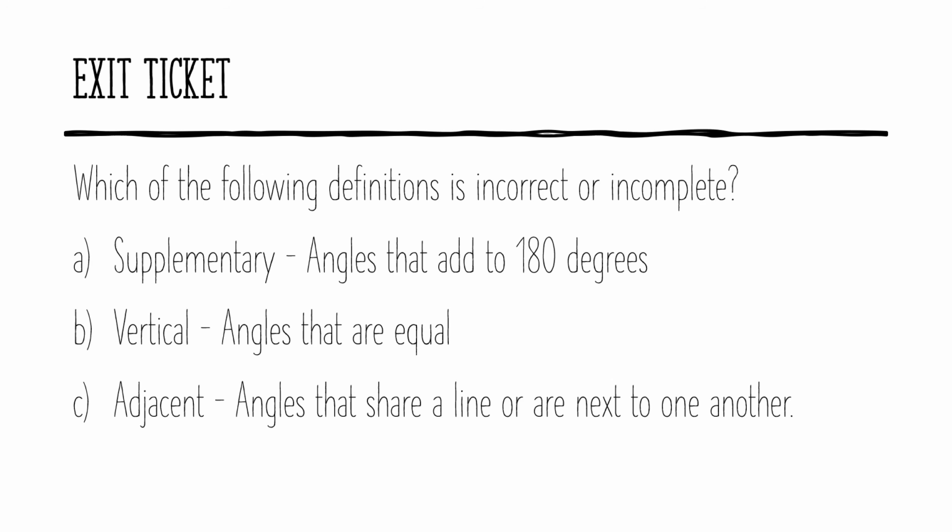Alright, here's the exit ticket. Which of the following definitions is incorrect or incomplete? Supplementary angles, angles that add to 180 degrees. Vertical angles, angles that are equal. Or adjacent, angles that share a line or are next to one another. You can answer that in the Desmos activity.